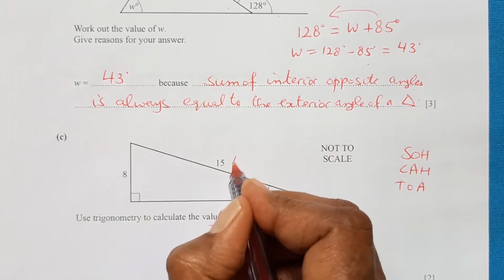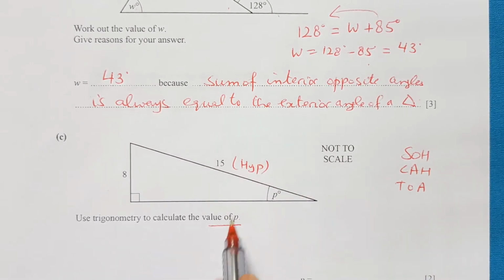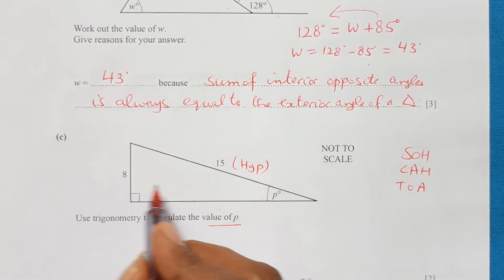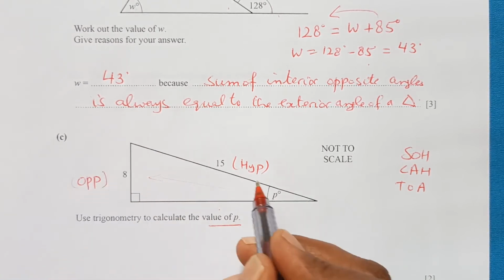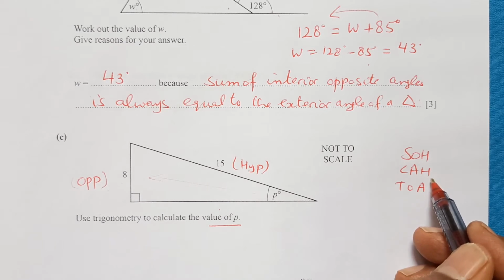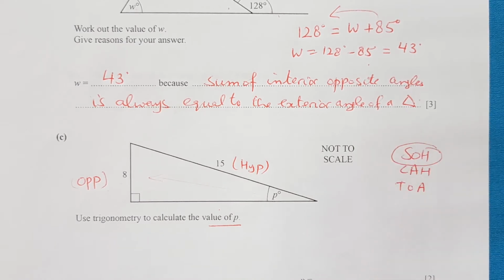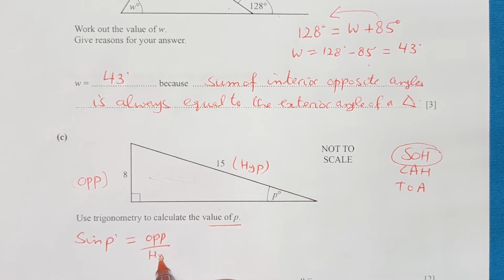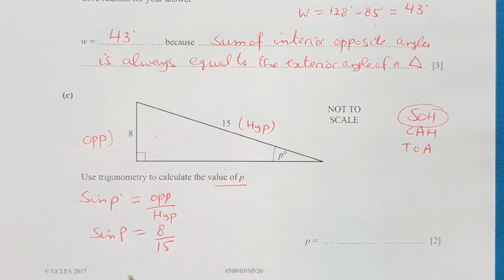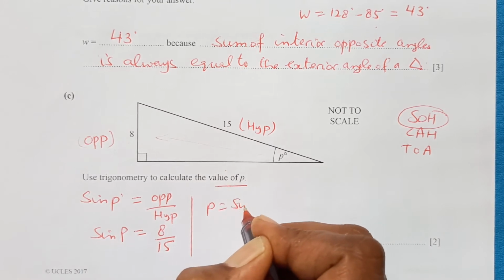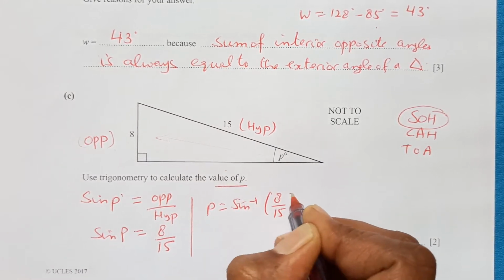So this is the hypotenuse. This is adjacent and this is opposite, the side opposite to the angle. So we have opposite and hypotenuse, so we will use sine. So sine of P is opposite over hypotenuse. Sine P is 8 over 15. So P will be sine inverse of 8 over 15.